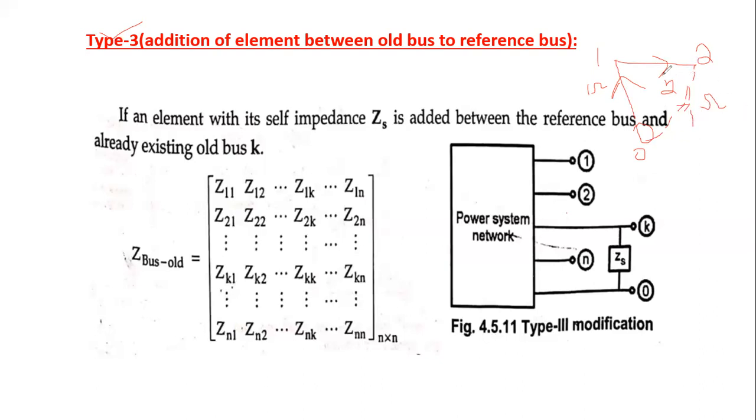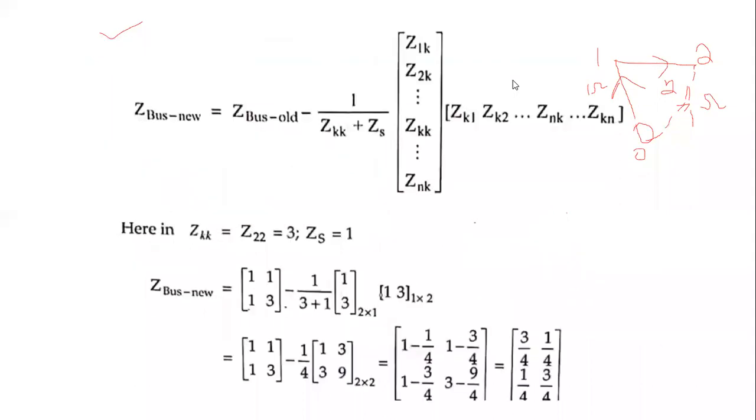Okay, this is the type 3 modification. We can form the Z bus matrix when we are adding the element between the old bus and the reference bus. What is the procedure for forming the Z bus matrix in the type 3 modification? Z bus new is equal to Z bus old minus 1 by (ZKK plus ZS) into the column Z1K, Z2K, ZKK, ZNK, and the row ZK1, ZK2, ZKN.